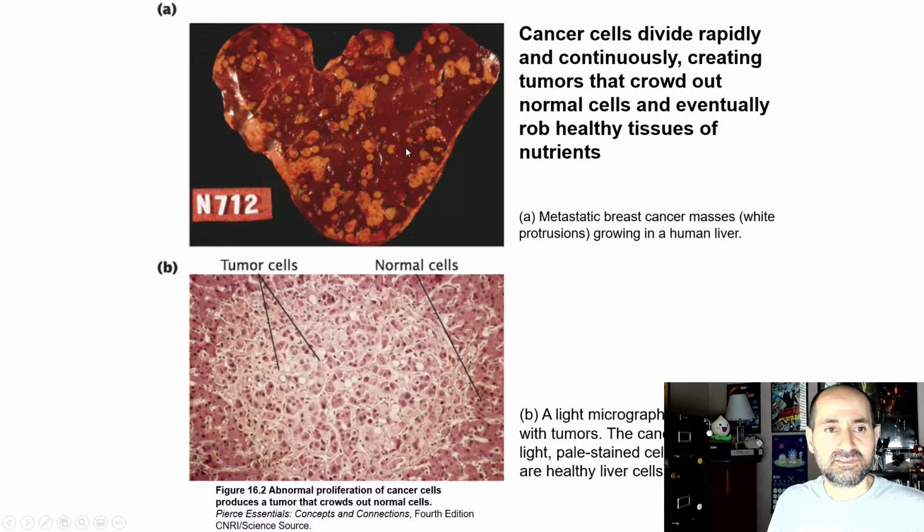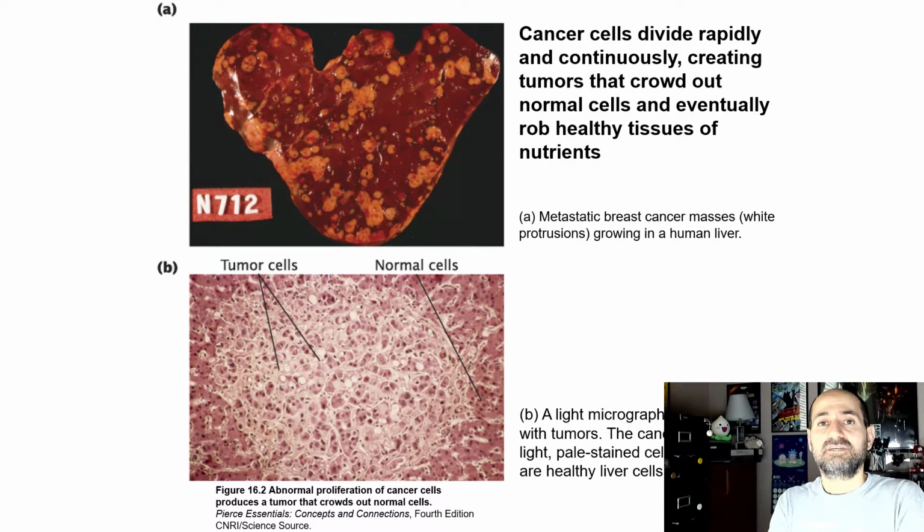And you can see these tumors in tissues. Once the tumors form, you can see these tumors. Again, cancer is cells that divide rapidly and continuously. They're not going to cease. They just keep dividing, creating tumors. Tumors are little balls of cells, right? So you have little clumps of cells. And the problem with tumors is that they crowd out normal cells and eventually rob the healthy tissues of nutrients.